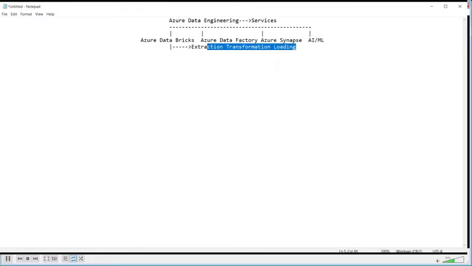Azure Databricks is a service provided by Microsoft within Azure Data Engineering for the purpose of extraction, transformation, and loading. Let us try to understand this first. Extraction, transformation, and loading is a process where the data is summarized.